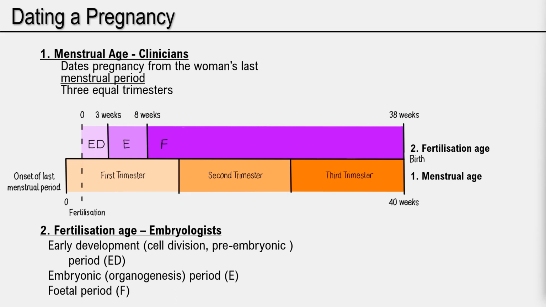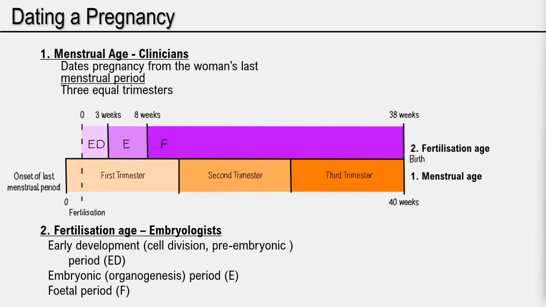However, embryologists and those clinicians with a particular interest in obstetrics will need to know with greater accuracy the date of the embryo. Embryologists use something called the fertilization age. This is the day at which fertilization took place. For reasons we will come on to towards the end of this video, this is not the same day at which sperm was deposited, but the day that sperm penetrated and fused to the nuclei within the oocyte.